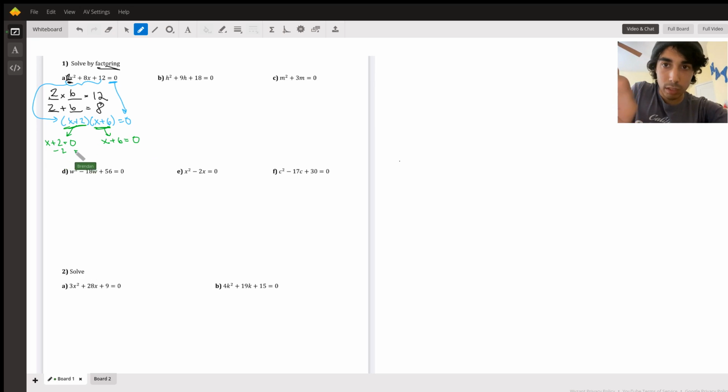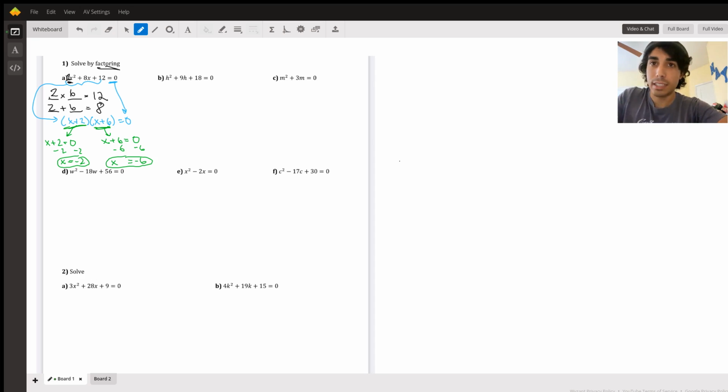In each of these, we're one step away. So I'll get a negative 2 over here, and then subtracting 6 on both sides here, we will get a negative 6. So those are our two solutions right there. x is negative 2, x is negative 6. All right, let's try another one.